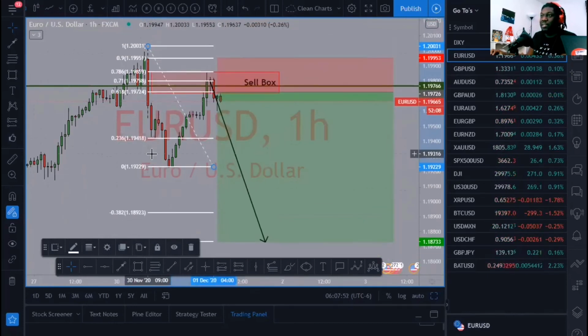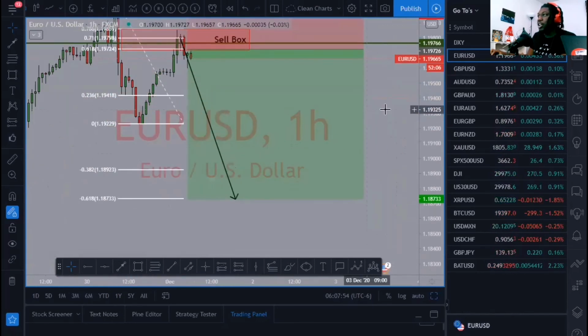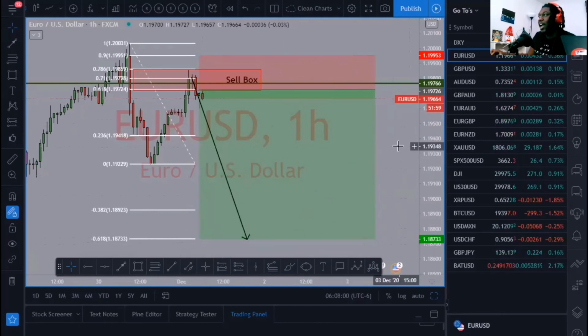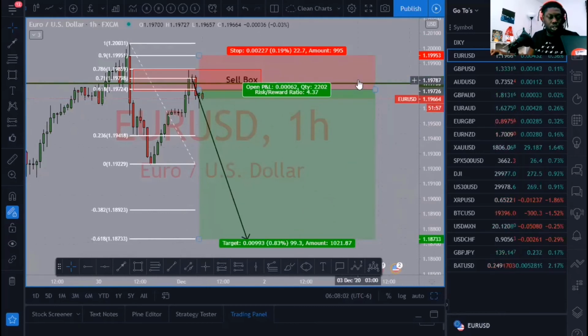This could have been even a nice buy opportunity if I would have seen it, to be honest. But yeah, guys, this is what I'm looking at. Overall, this is like 100 pips to the downside, but I do love it. So I'm going to go ahead and get into that trade right now. Probably one of my more favorite trades to look at right now.